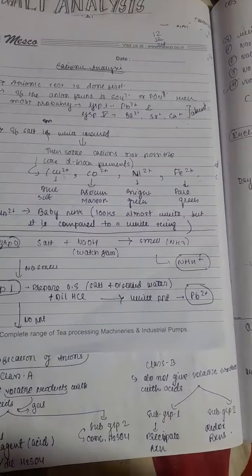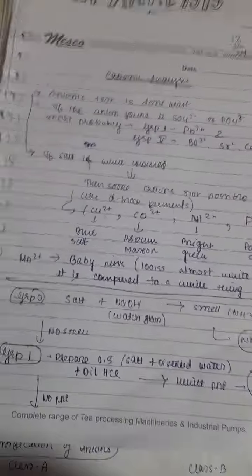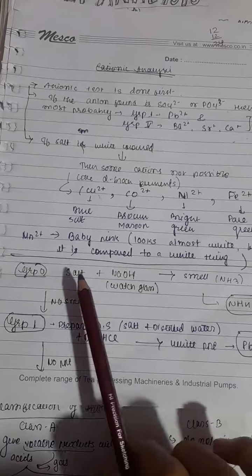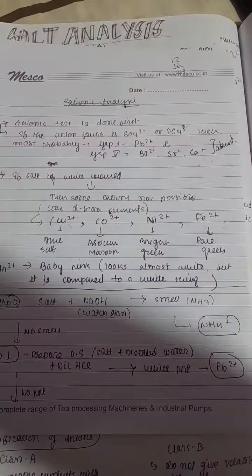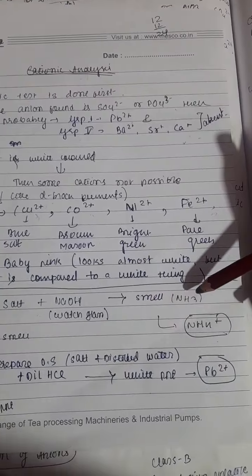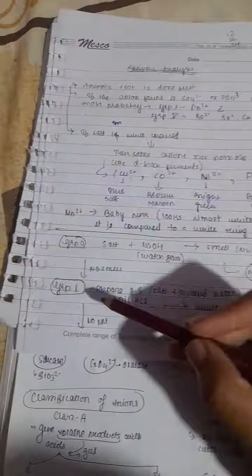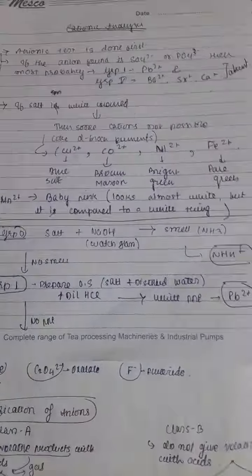For testing of group 0 cation, in which ammonium cation is present, we will add a few drops of sodium hydroxide to the salt in a watch glass, and we will then smell it. If it smells like ammonia, which is like urine, then ammonium ion is confirmed. If we don't get any smell, then we will move to the test of group 1.